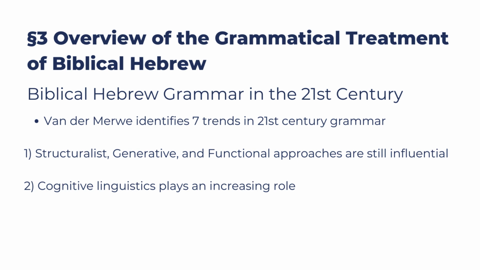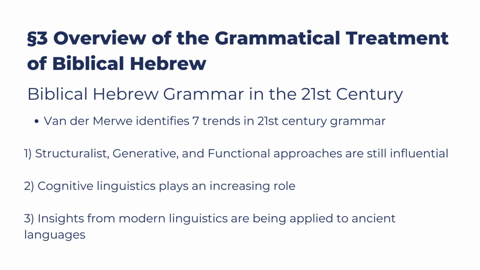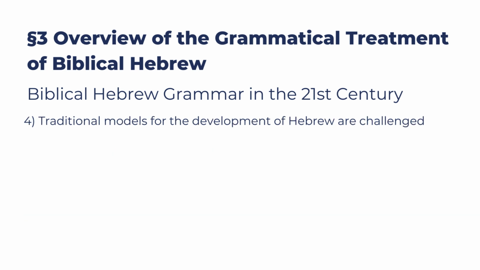The second approach is that cognitive linguistics suggests that language is a way to organize, process, and convey informational structures. It suggests that we need to understand how the human mind makes meaning to better understand how we communicate through language. Another trend van der Merwe identifies is that grammarians of Biblical Hebrew are increasingly using insights from modern linguistics. As our understanding of language has improved, our understanding of how ancient Hebrew works has needed to evolve.